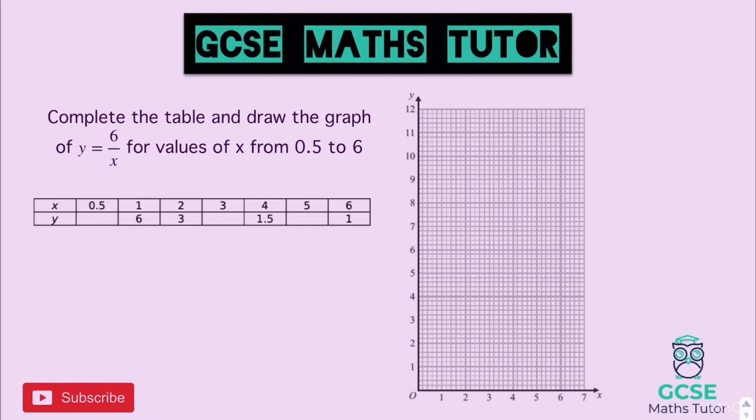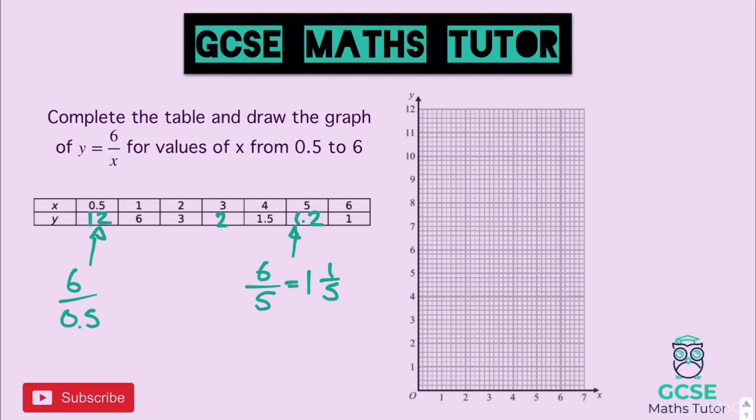Okay, so for this first one, we've got 6 divided by x, so 6 divided by 0.5 for the first one. Again, dividing by a half doubles your answer, so we get 12. 6 divided by 3 for the next one along is 2. 6 divided by 5, not the nicest one, let's have a look. 6 over 5 as a mixed number is 1 1/5 or 1.2. And that's our last little box there.